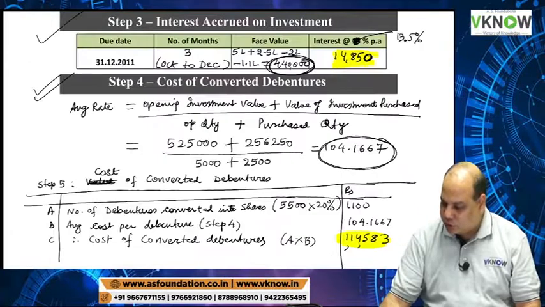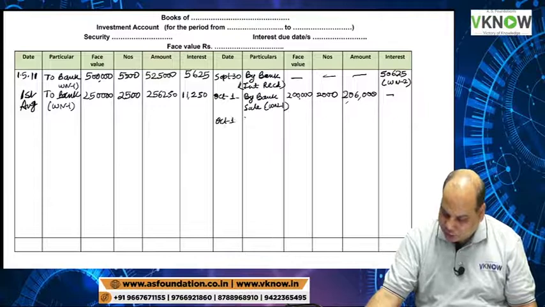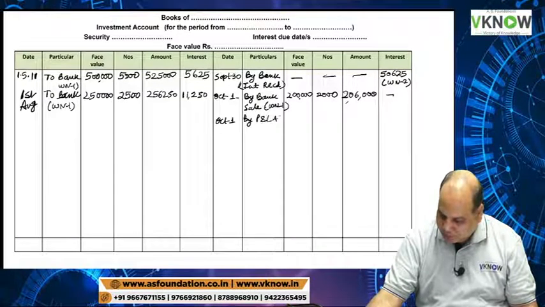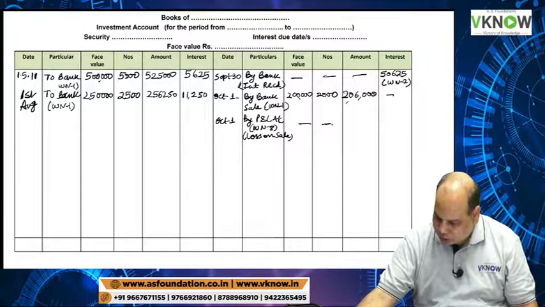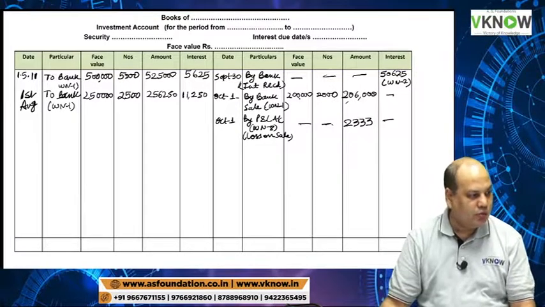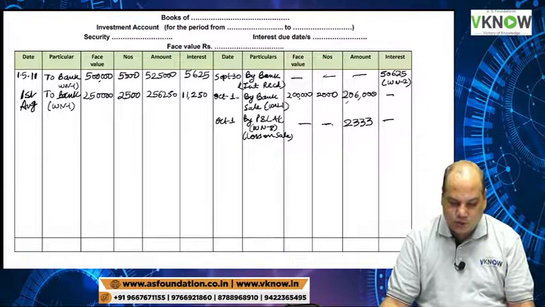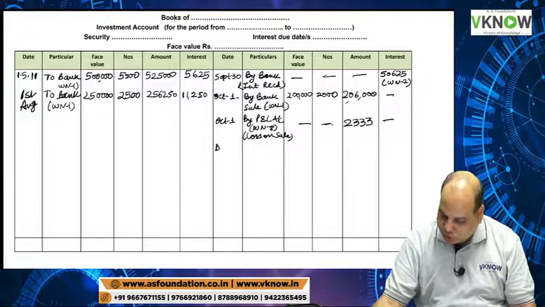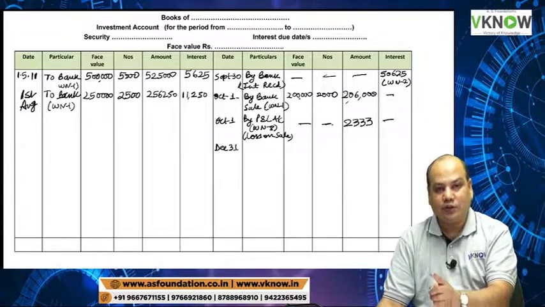So now you come back to your investment account and on the same date write down October 1 by P&L account, working note 8, loss on sale. In amount column 2333. So this completes our entry related to sale. Now all entries on December 31st.